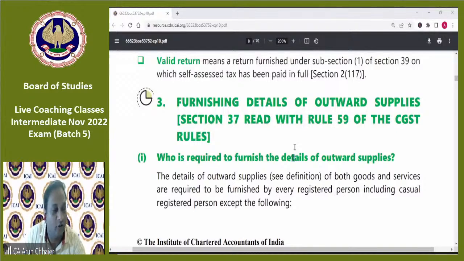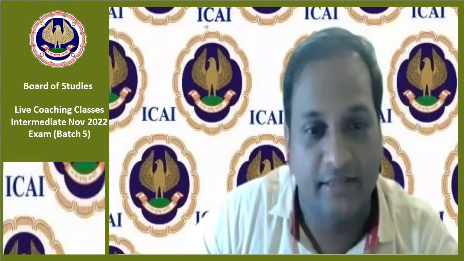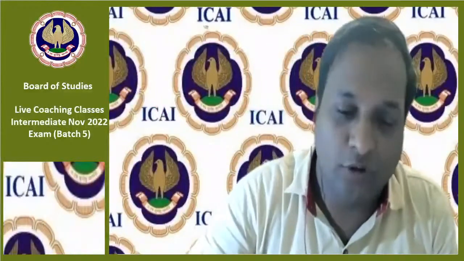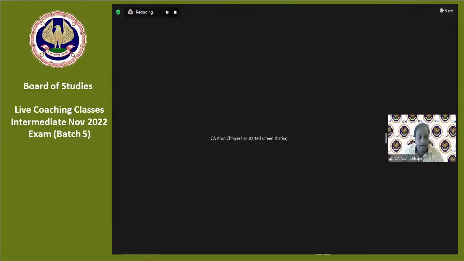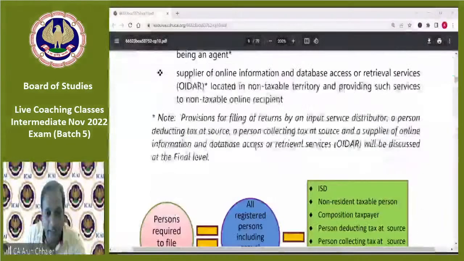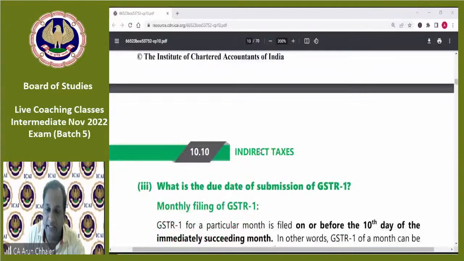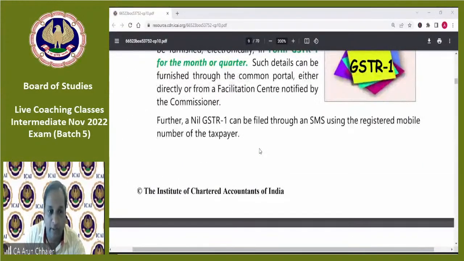GSTR1 is the details of outward supplies. Whether it is goods or services or both, I need to enter everything in the GSTR1. So, what is the due date of the GSTR1? The due date is the 11th in case of monthly or the 13th in case of quarterly, after the end of the quarter or after the end of the month.